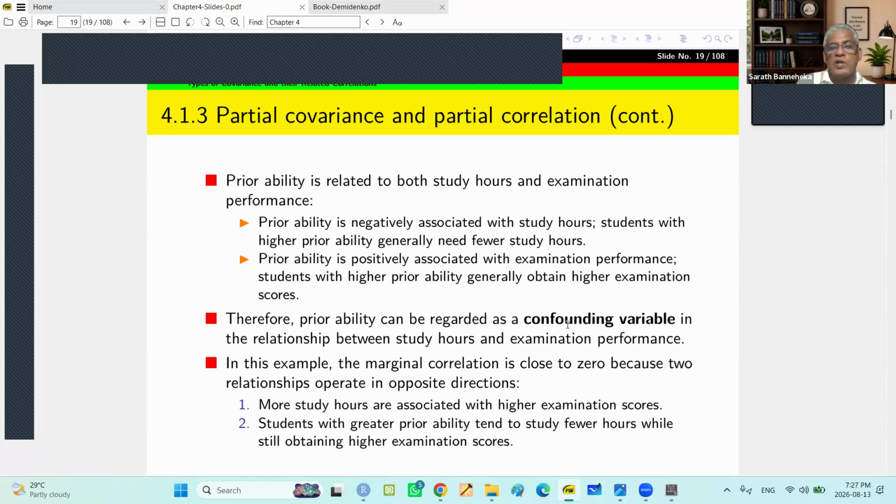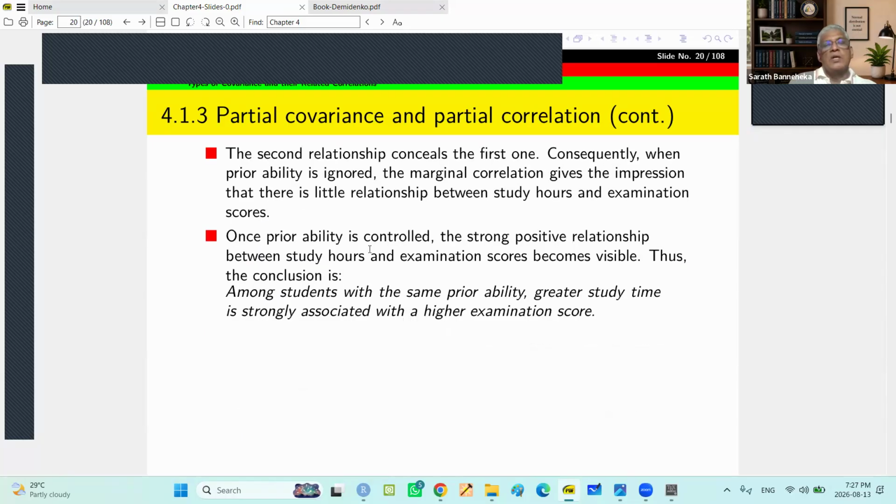In this example, the marginal correlation is close to zero because two relationships operate in opposite directions, as I explained here. More study hours are associated with higher examination scores. Students with greater prior ability tend to study fewer hours while still obtaining higher examination scores. The second relationship conceals the first relationship. Consequently, when prior ability is ignored, the marginal correlation gives the impression that there is little linear relationship between study hours and examination scores.